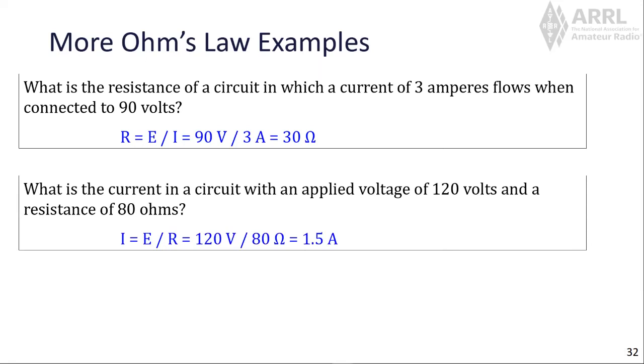What is the current in a circuit with an applied voltage of 120 volts and a resistance of 80 ohms? Again, if you use the circle, we want to find the current. So it's going to be E, which is 120, divided by 80, which is 1.5 amps.